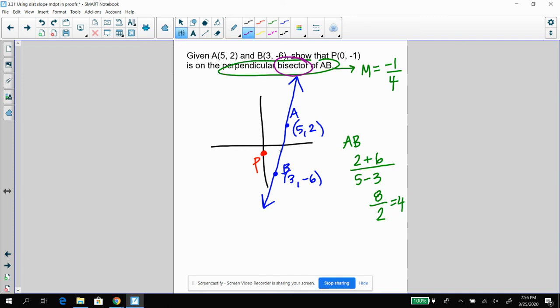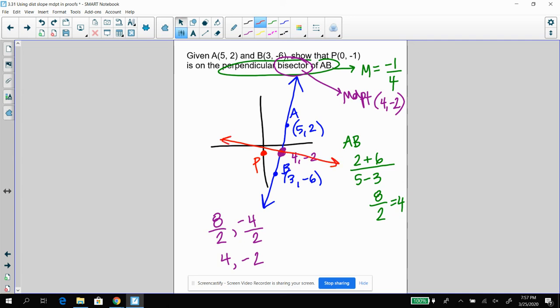So I need to figure out now what the midpoint is between A and B. So my midpoint, remember, is the average of my x's. So 5 plus 3 is 8 divided by 2. And the average of my y's, so 2 minus 6, so -4 divided by 2. So I get (4, -2) as my midpoint. So my midpoint is (4, -2).